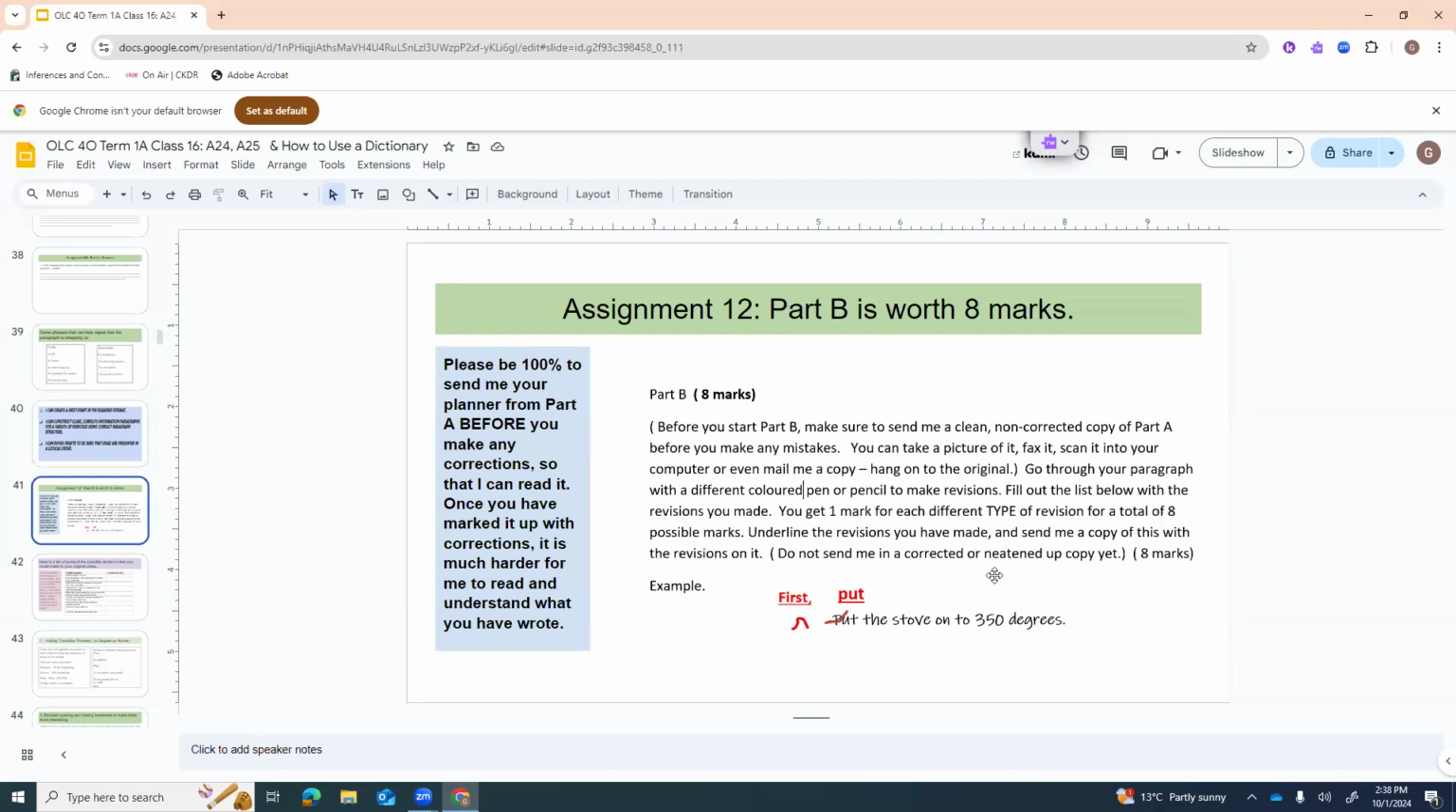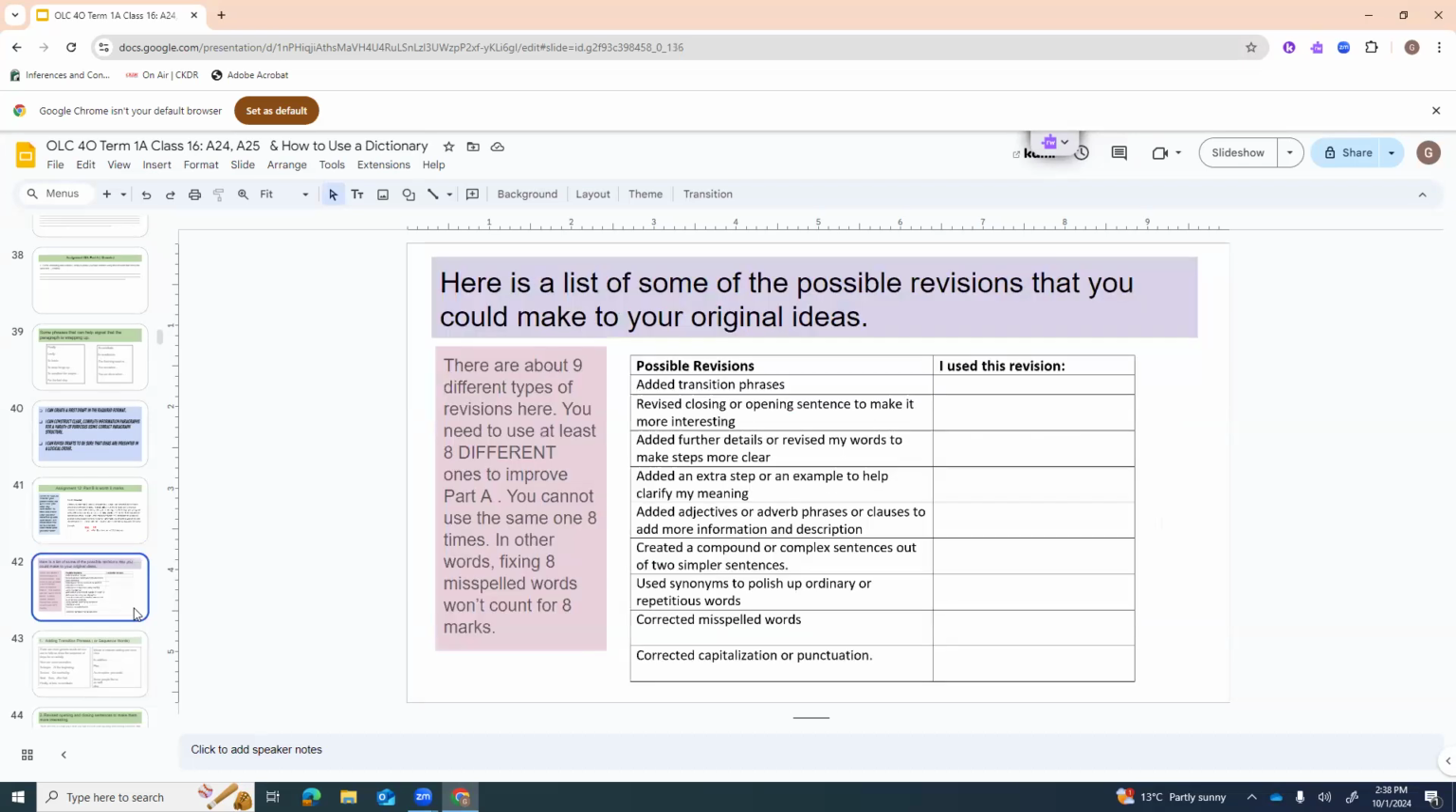Don't send me the beautiful one yet. I want to see all the revisions first. So here's an example. I originally had put the stove on to 350 degrees. Here I added, with the little caret, that means add, first, comma. And then that means I changed the capital P to a smaller p. First, put the stove on to 350 degrees. So yours will look like that. You'll see little corrections. That's why I'm saying it gets hard to read. So send me the clean copy before you send me those.